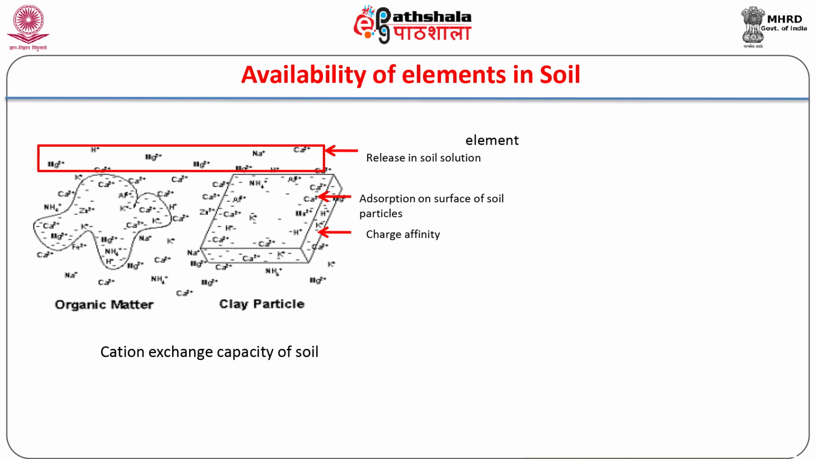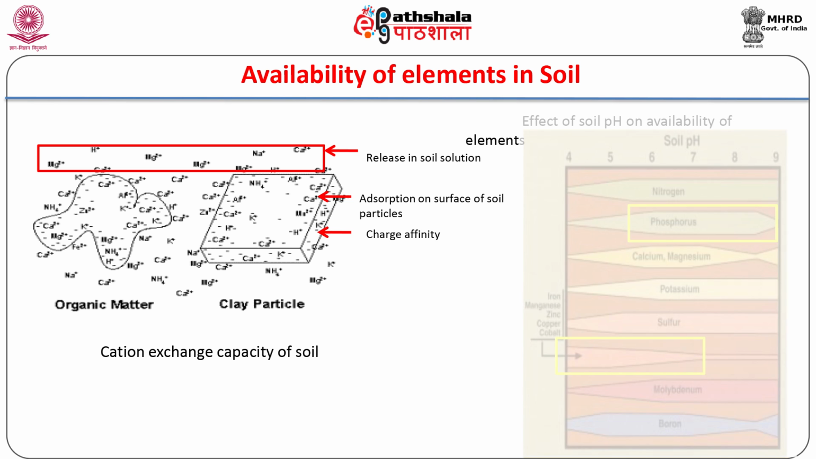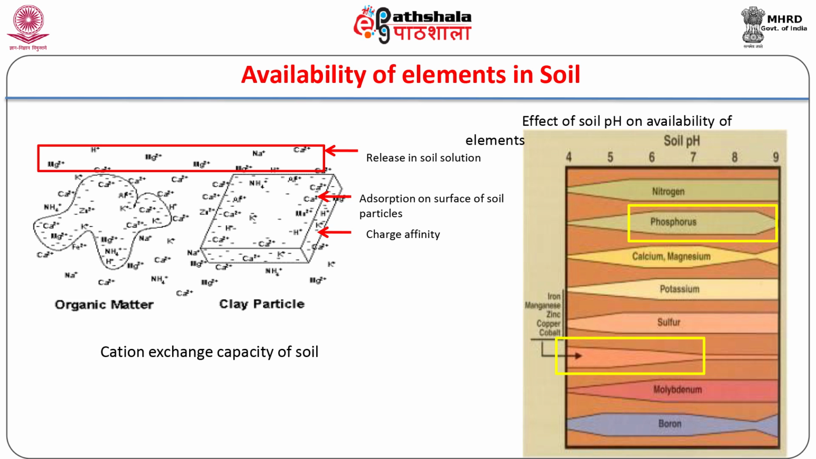Soil pH plays an important role in making elements available to plant roots. For example, iron is readily available to plant roots in acid soils, while phosphorus is available in alkaline soils. The elements are made available to plant roots by mass flow or diffusion through the soil water.